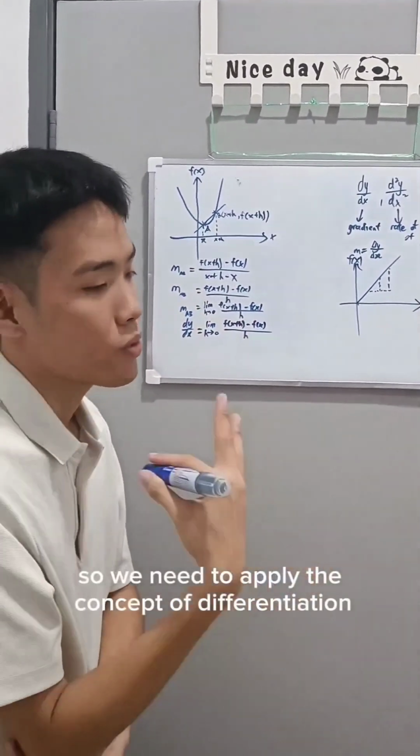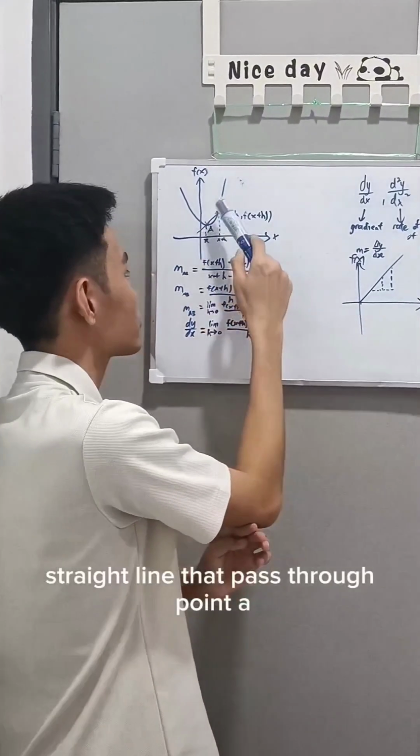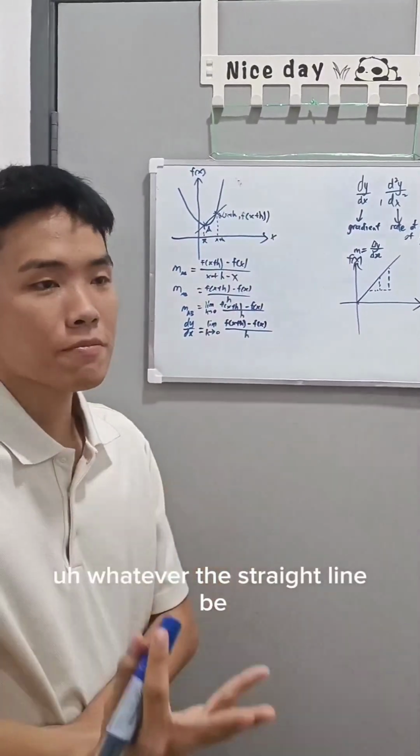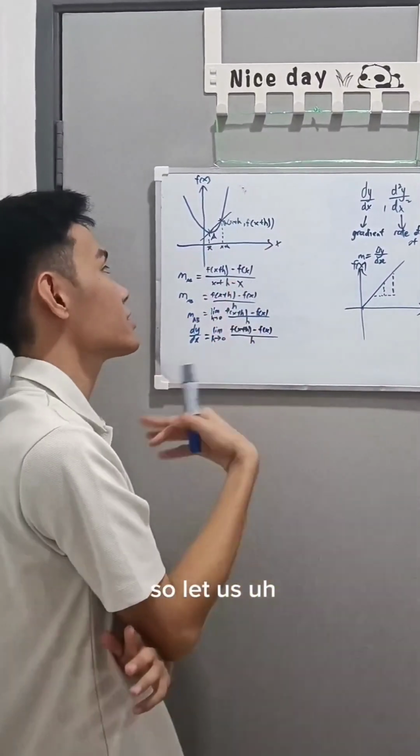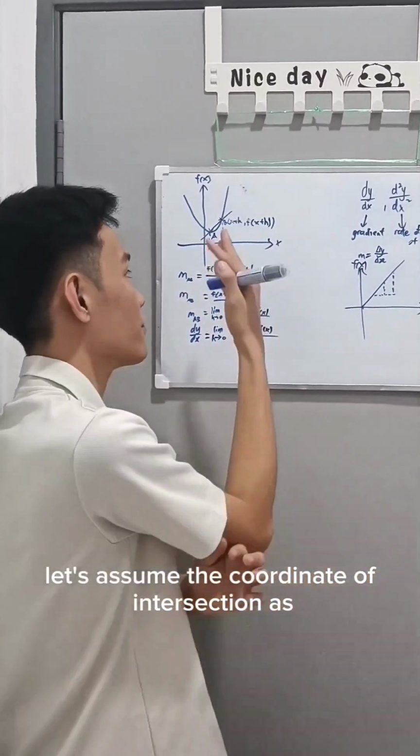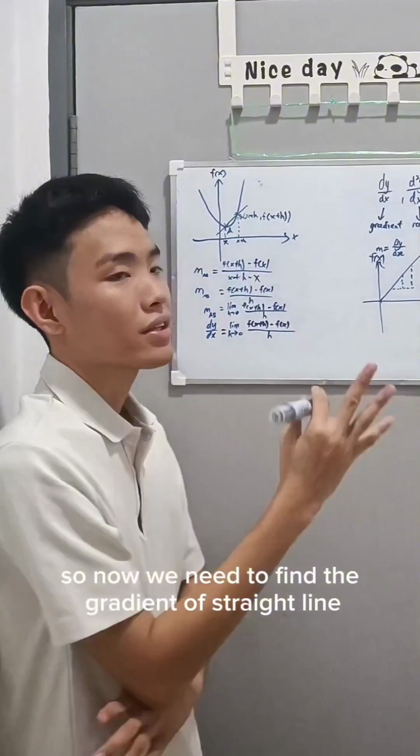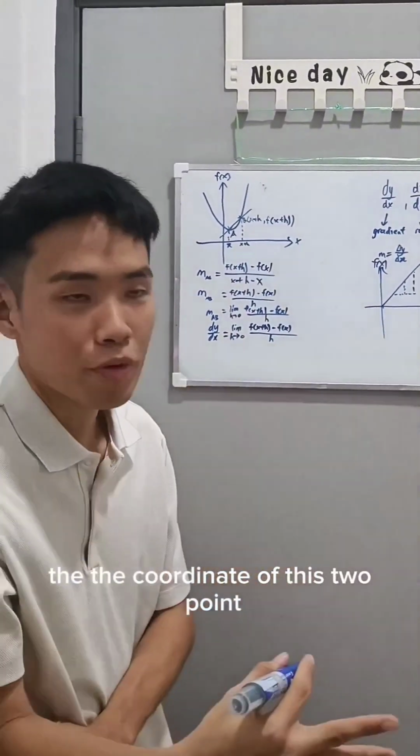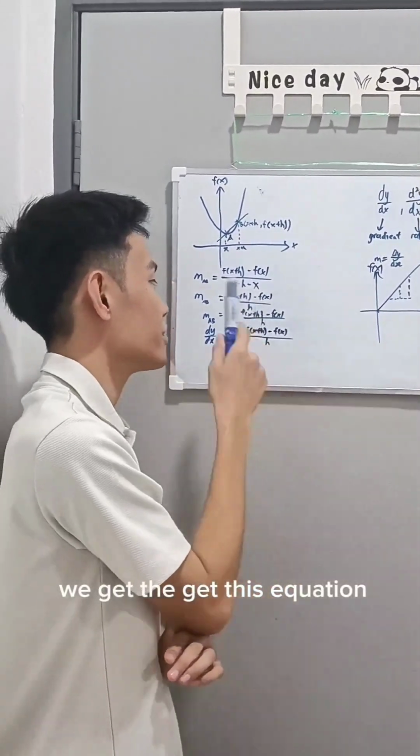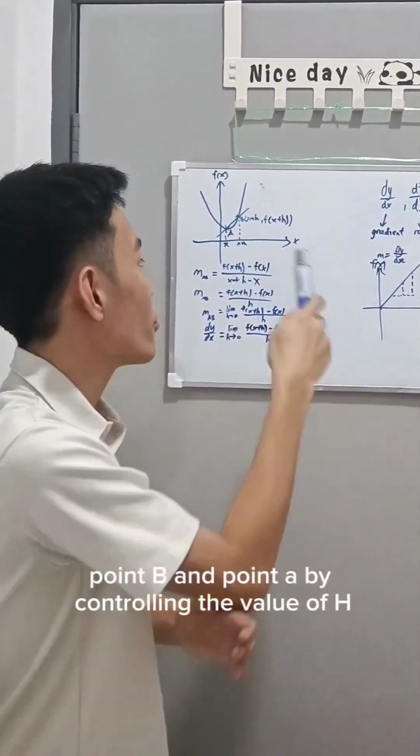Let's say the question asks us to find the gradient of A. How should we do it? We need to apply the concept of differentiation. At first, we need to draw a straight line that passes through point A, whatever the straight line is, as long as it intersects the quadratic graph. Let's assume the coordinate of the intersection point is x plus h. Now we need to find the gradient of the straight line by substituting the coordinates of these two points. We get this equation. The value of h represents the small distance between point B and point A.